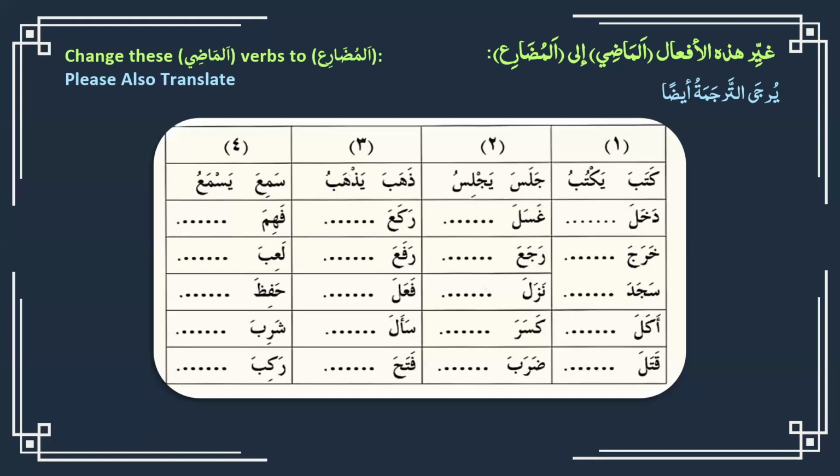Sajada. The English translation for sajda is prostration. So he prostrated. Yasjudu, he will prostrate, he prostrates. Just do present tense only. Don't do future tense right now. He prostrates. Okay, next one.